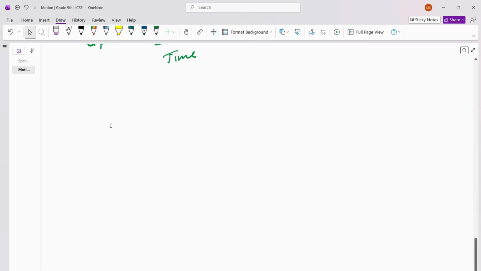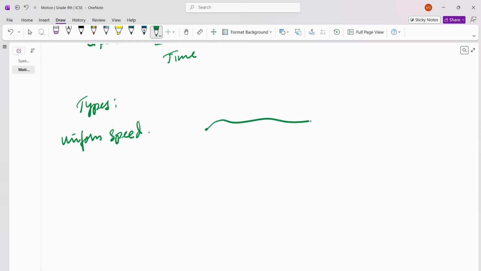So again, we have types of speed as well. You have uniform speed, which is throughout the path carried by an object, the speed is the same, doesn't fluctuate, it doesn't change, it remains constant. Okay, and then you have non-uniform speed. The speed keeps changing, so it's 10 kilometers per hour, then 8 kilometers per hour, then 16 kilometers per hour. I hope you get my point.